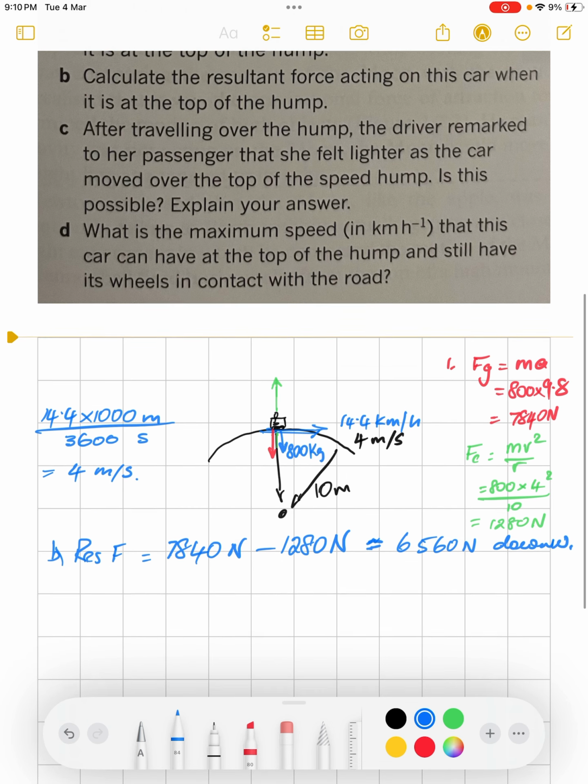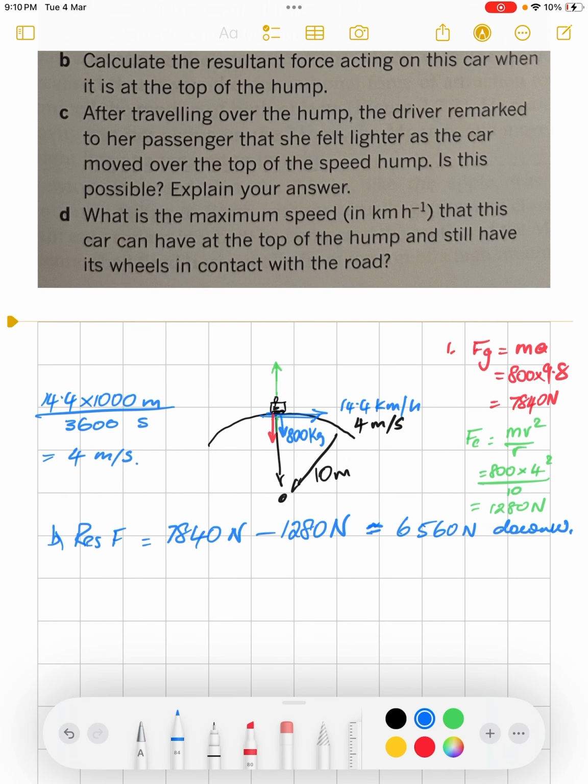After travelling over the hump, the driver remarked to her passenger that she felt lighter as the car moved over the top of the speed hump. Is this possible? Well, yeah, you're sitting in a seat and your mass has this gravitational force down on the seat. So your mass on the seat provides a normal force onto your body, which stops you from falling through the seat.